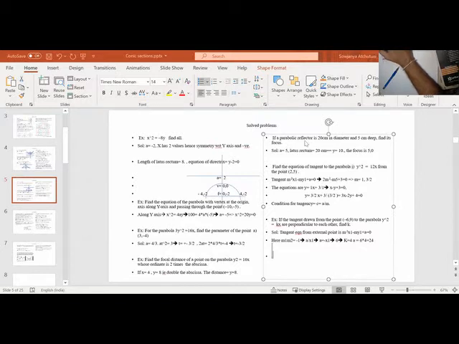If a parabolic reflector is 20 centimeter in diameter and 5 centimeter deep, find its focus. So 5 centimeter deep, this is the latus rectum. So a is 5. 20 means one side y is 10, plus 10, minus 10. So this is in the form of y square is 4ax. The focus point is 5 and 0.